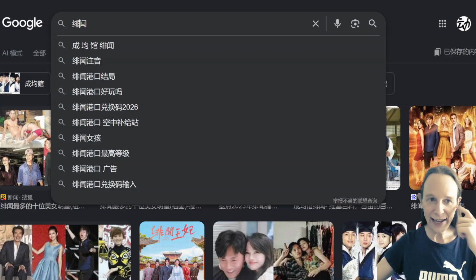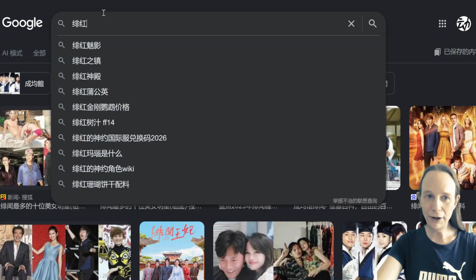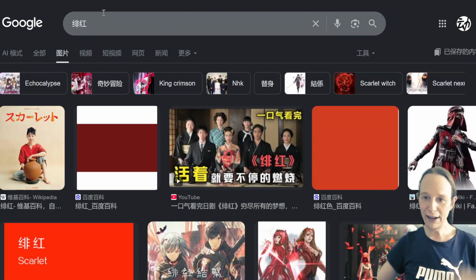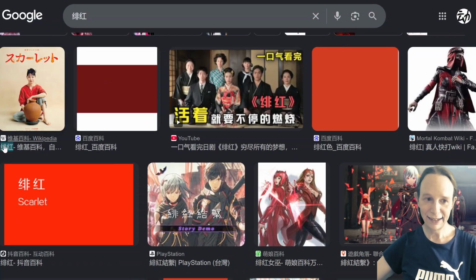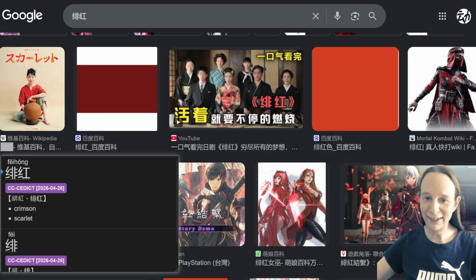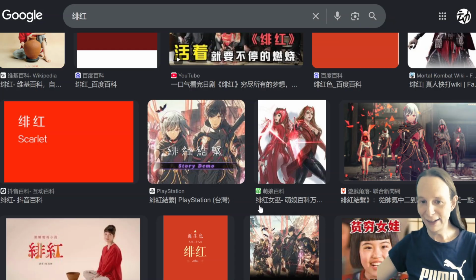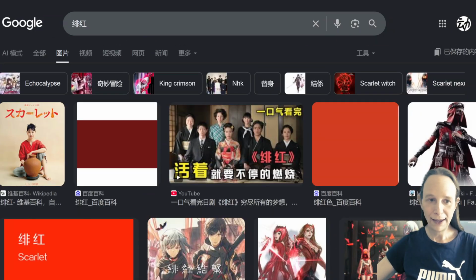Now, 绯, I don't recognize the character outside this word, but the dictionary says 绯红 is a color. 绯红, scarlet. So scarlet news. Okay, so this is the Scarlet Witch. 绯红女巫, Scarlet Witch from Marvel.